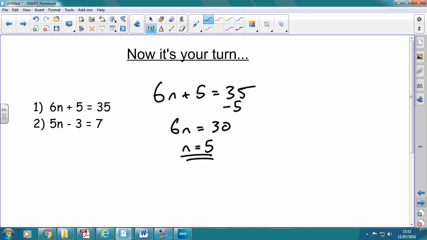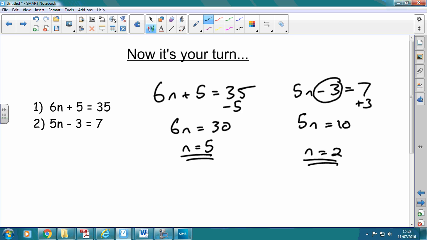Okay, next question was 5n minus 3 equals 7. So again, something take away 3 is 7, so that 5n, that thing behind this imaginary splodge, must be 10. Or, if you want to do it the other way, to get rid of the minus 3, we add it onto the other side, so we add 3 on. So I've got 5 lots of my number is 10, and we know that 5 lots of 2 is 10, so n must equal 2.